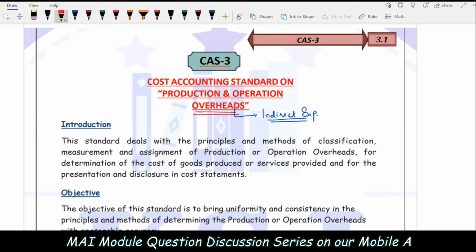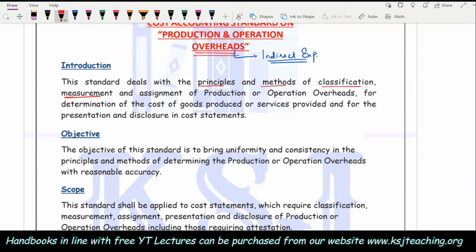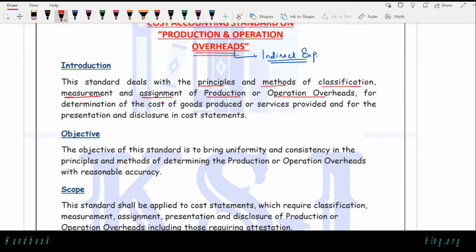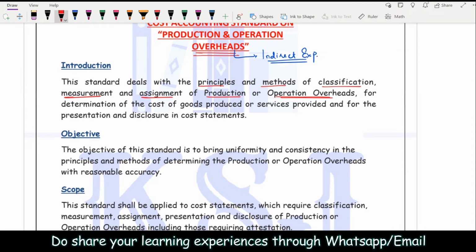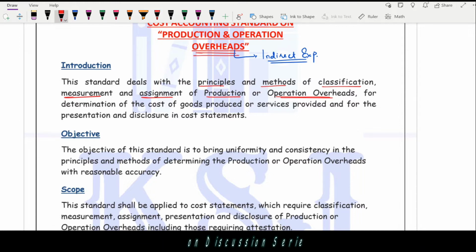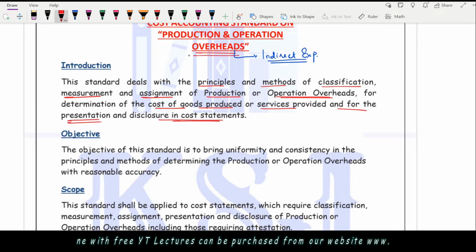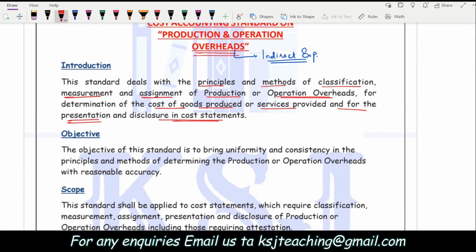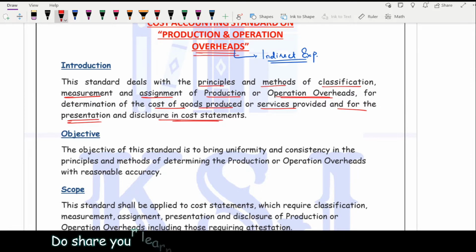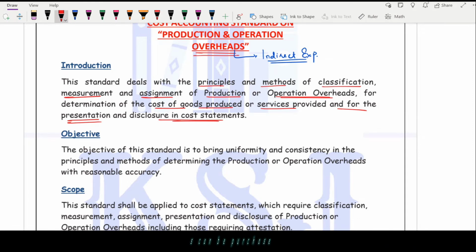Okay, so the introduction says the standard deals with the principles and the methods of classification, measurement and assignment of production or operation overheads. That is how you have to present and classify the production or operation overheads in the cost sheet for the determination of the cost of goods produced or the services provided, and for the presentation and disclosure in the cost statement. You will be able to present it only if you do the right classification and the right calculation of the production overheads. If you know how to calculate the value of a particular overhead, only then will you be able to present it in the right way.